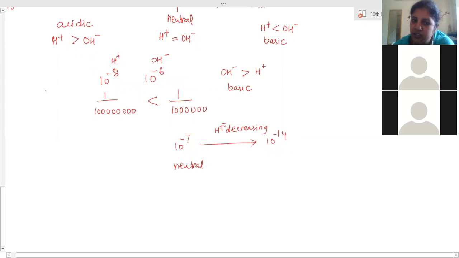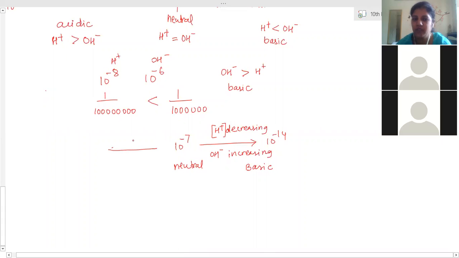H plus ion concentration is decreasing. That means here OH minus is increasing. If H plus is decreasing, what is the other one? OH minus is increasing in concentration. If OH minus increases, that means this area is of basic solutions.